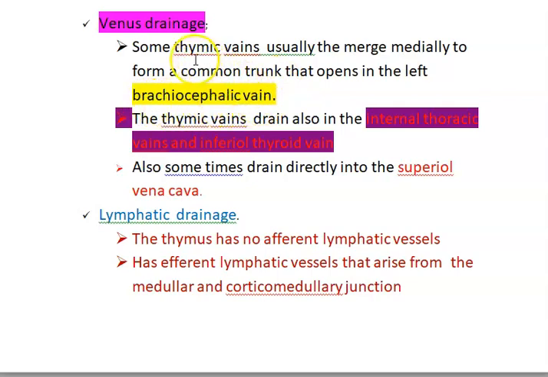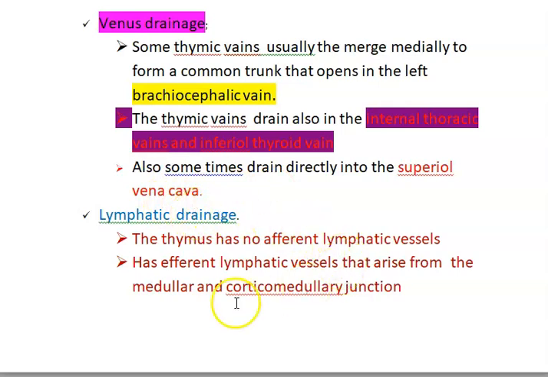How? Some of the thymic veins will become one, form a common trunk that will empty the blood into the brachiocephalic vein. And also some of the thymic veins drain into the internal thoracic veins and the inferior thyroid veins. So internal thoracic veins, inferior thyroid veins, and the brachiocephalic veins are the veins into which the blood from the thymus is drained. Also sometimes it drains directly into the superior vena cava.